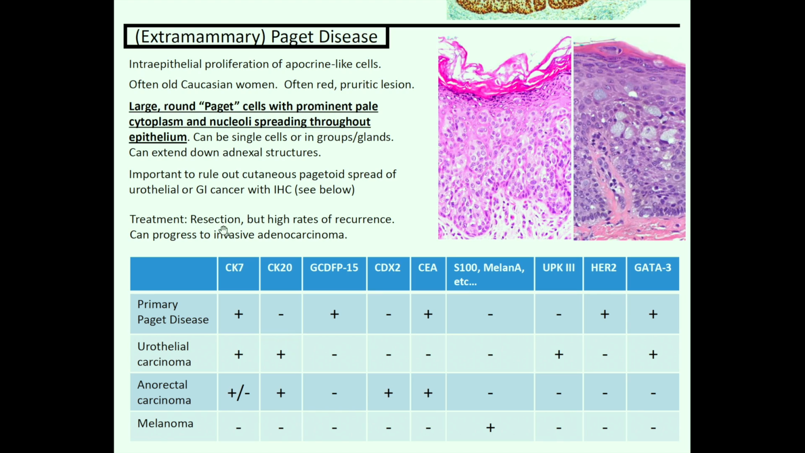And obviously, we're familiar with these IHCs and where they may be from. So I'm not going to read through all the positive and negative staining, but using our process of elimination, our IHCs can lead us to whether or not this is a primary Paget's disease, or if it's from the urothelial tract or GI, or you can also do melanocytic markers and make sure this isn't some kind of a melanoma or a melanocytic process.